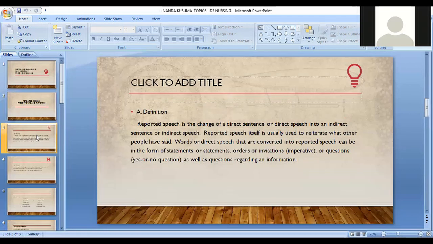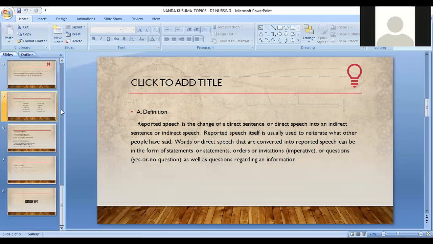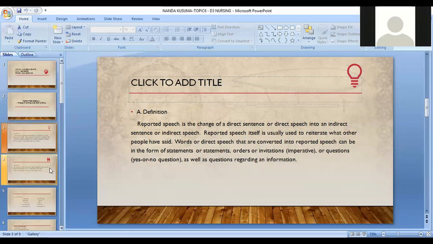Reported speech, simple present and past simple. Definition. Reported speech is the change of a direct sentence or direct speech into an indirect sentence or indirect speech. Reported speech itself is usually used to reiterate what other people have said. Words or direct speech that are converted into reported speech can be in the form of statements, orders or invitations, imperatives, yes or no questions, as well as questions regarding information.